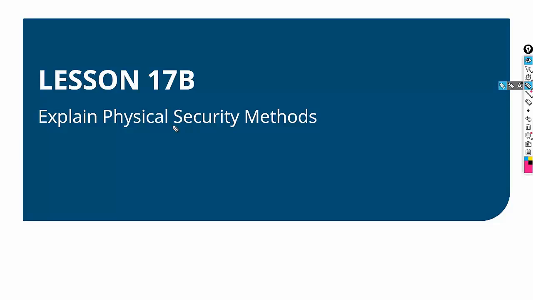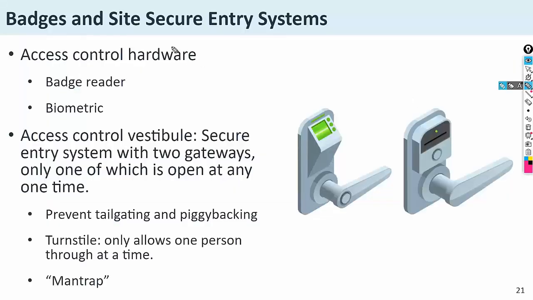Okay, so let's talk about the methods which are used in physical security. First, we are going to secure the entry system. What is the entry system? Entry into a site. Site means the building of the organization. It will be considered as a site. So it is necessary to secure it.